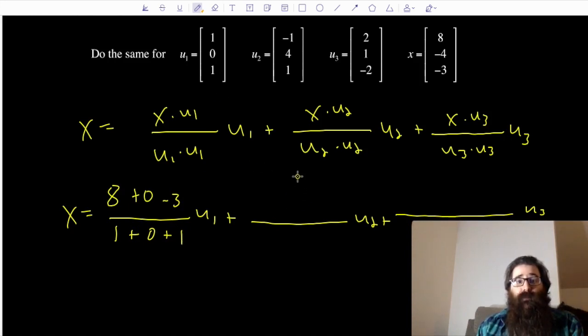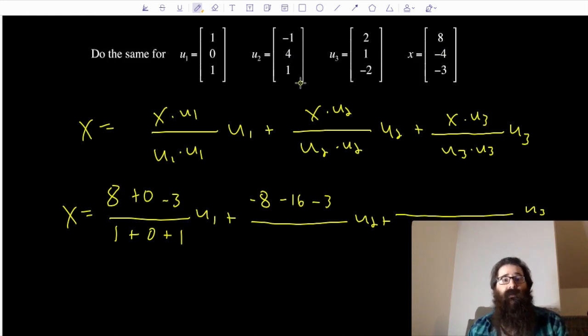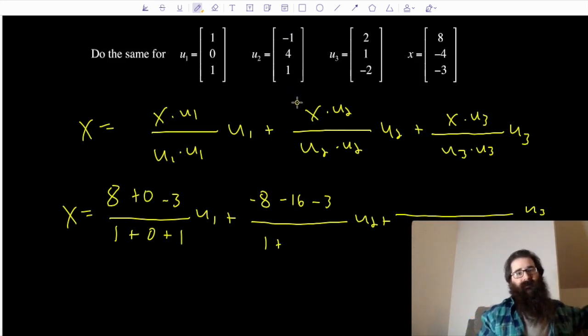And then for my next numerator, x dotted with u sub 2, 8 times negative 1 gives me negative 8. Negative 4 times 4 gives me negative 16. Negative 3 times 1 gives me negative 3, divided by u sub 2 dotted with itself. Negative 1 times negative 1 gives me 1. 4 times 4 gives me 16.